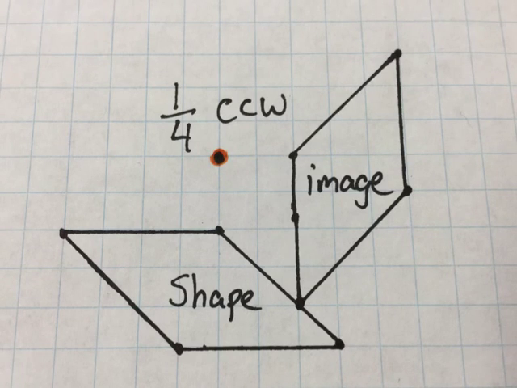Got my original shape, I've got my image that has been rotated 1/4 turn counterclockwise, and the orange dot represents the point of rotation. So wax paper is a great tool. Please use it to help you with your rotations.